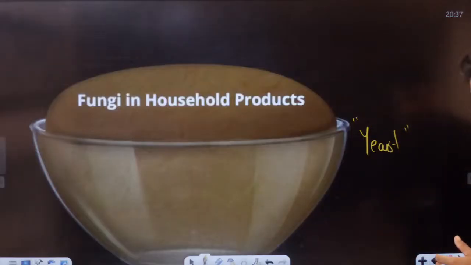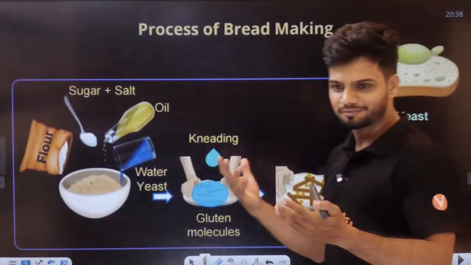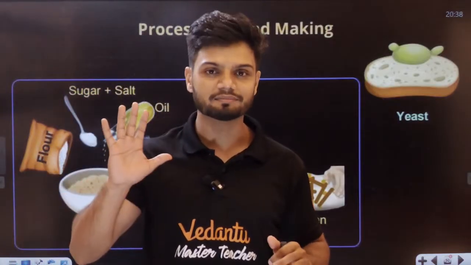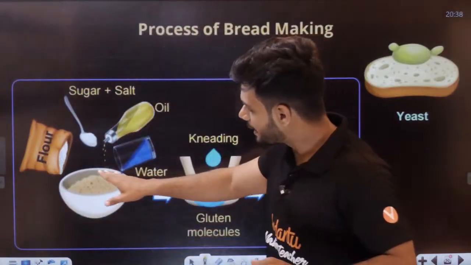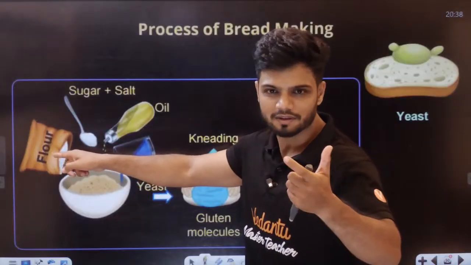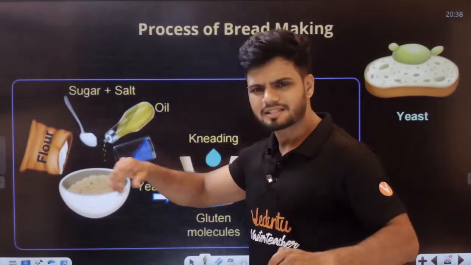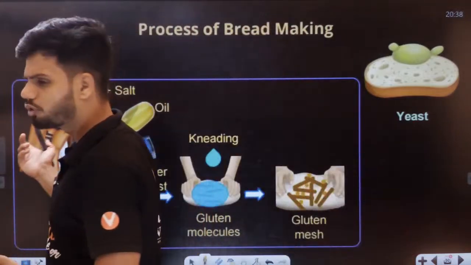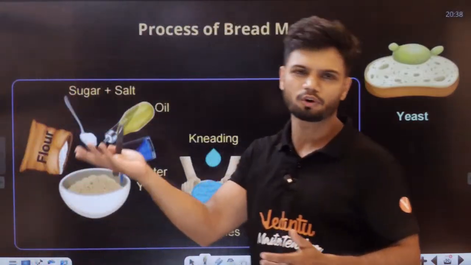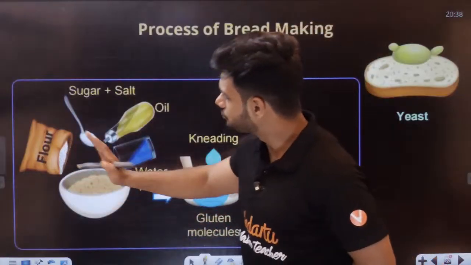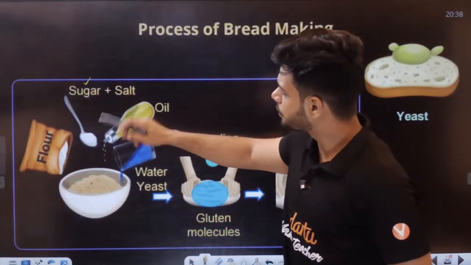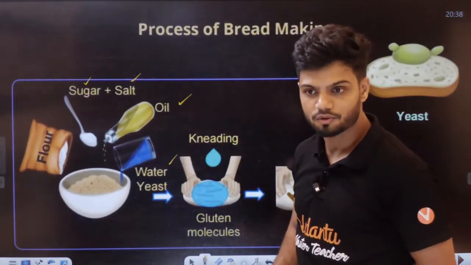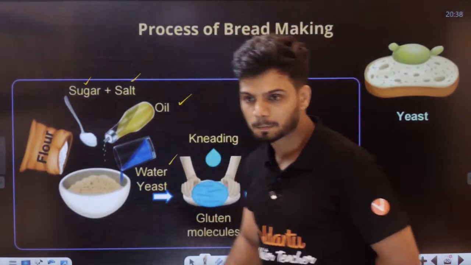Now students, how to make bread. You can try it at home also tomorrow. To make bread we need flour, atta we say in Hindi. Let's say wheat flour. Maida is also wheat flour, only refined. We add flour, then we add sugar, salt, oil and water. Yes or no, students?